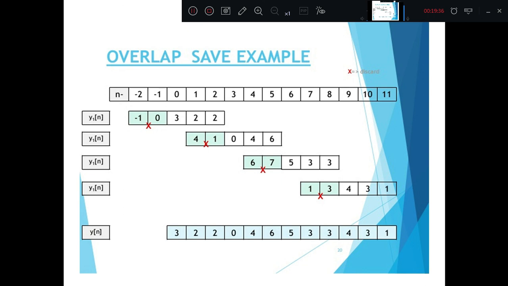So this is how we perform the output of LTI system. We find the system response using overlap save method, right? So in the exam, you will get questions like this. They will give x of n as well as h of n. So you have to find the output response of the LTI system using overlap save method. So the overlap save method procedure is different and the overlap add method procedure is different.